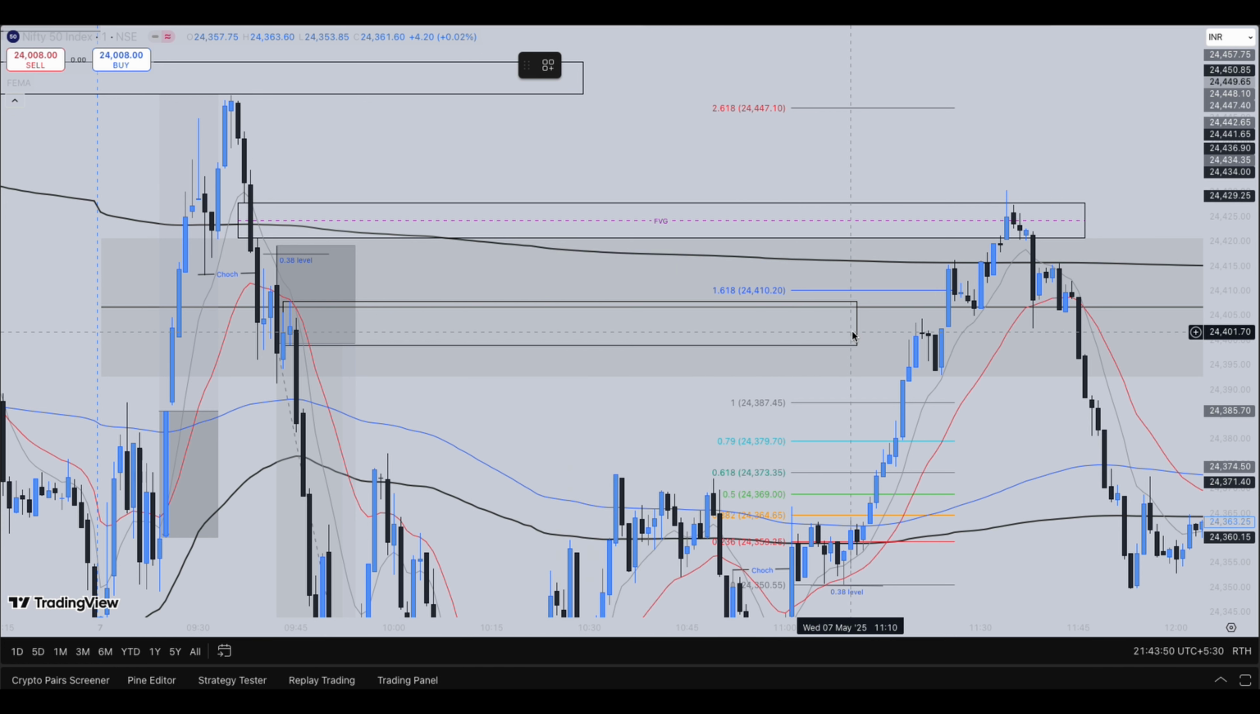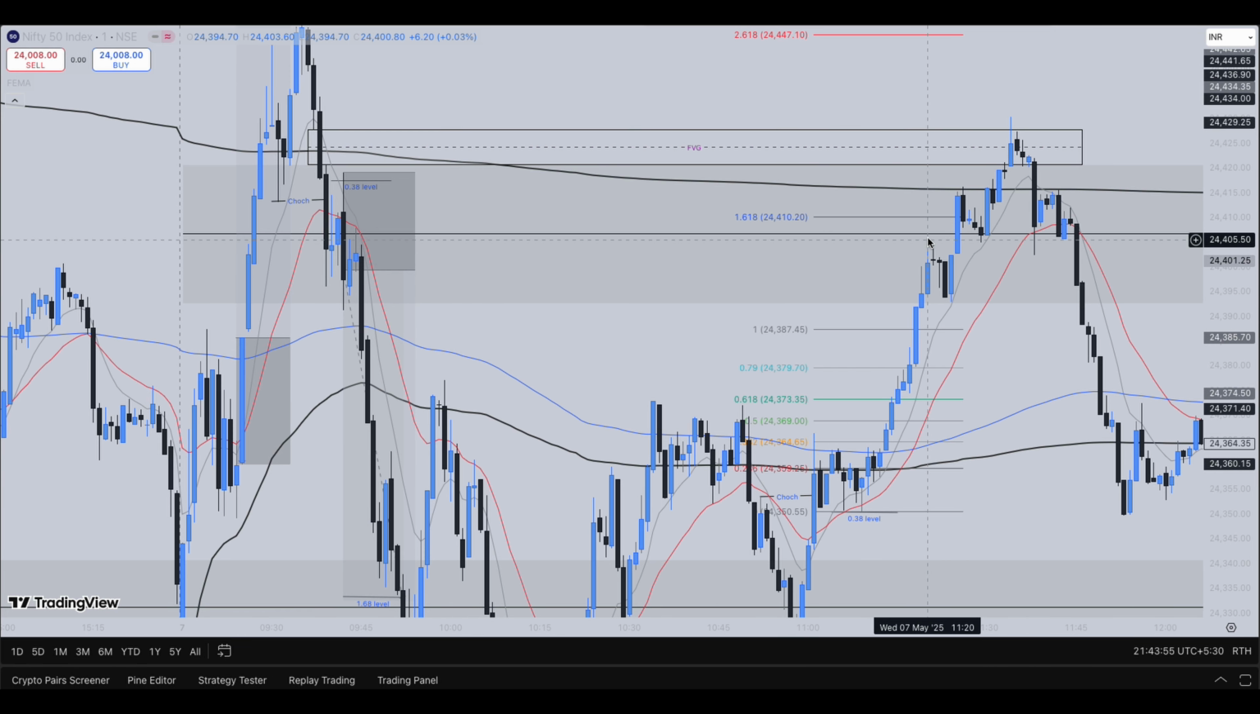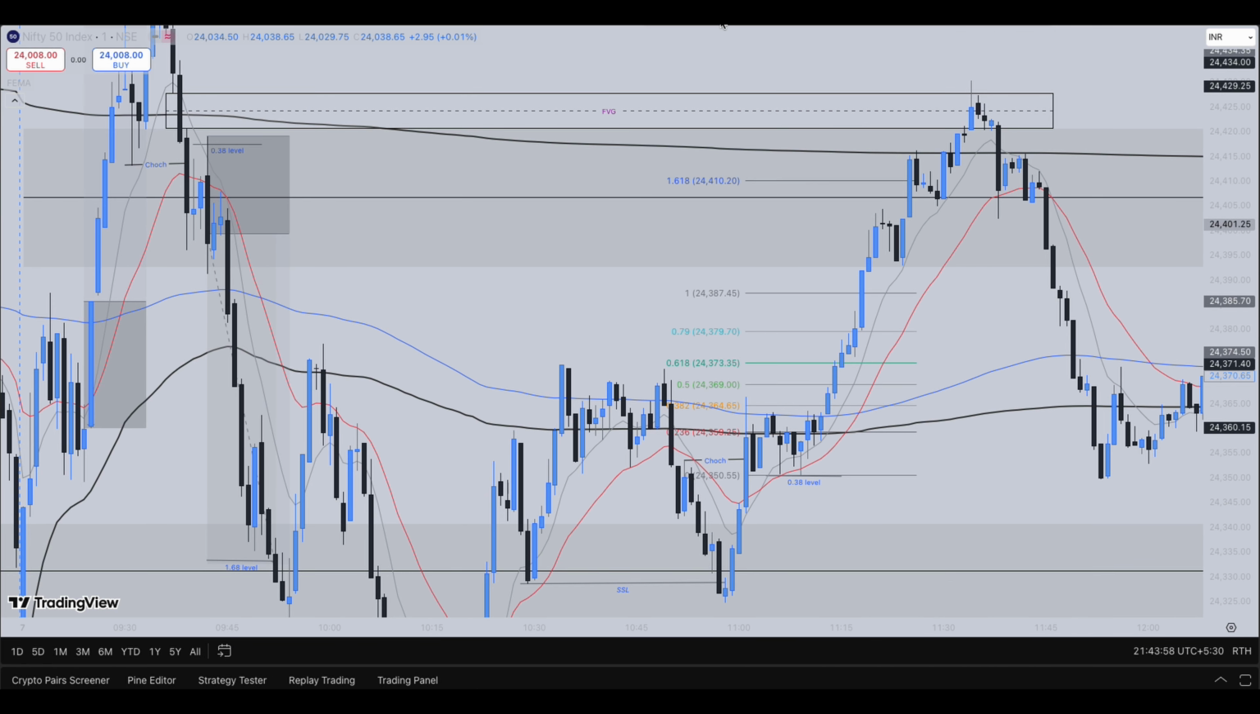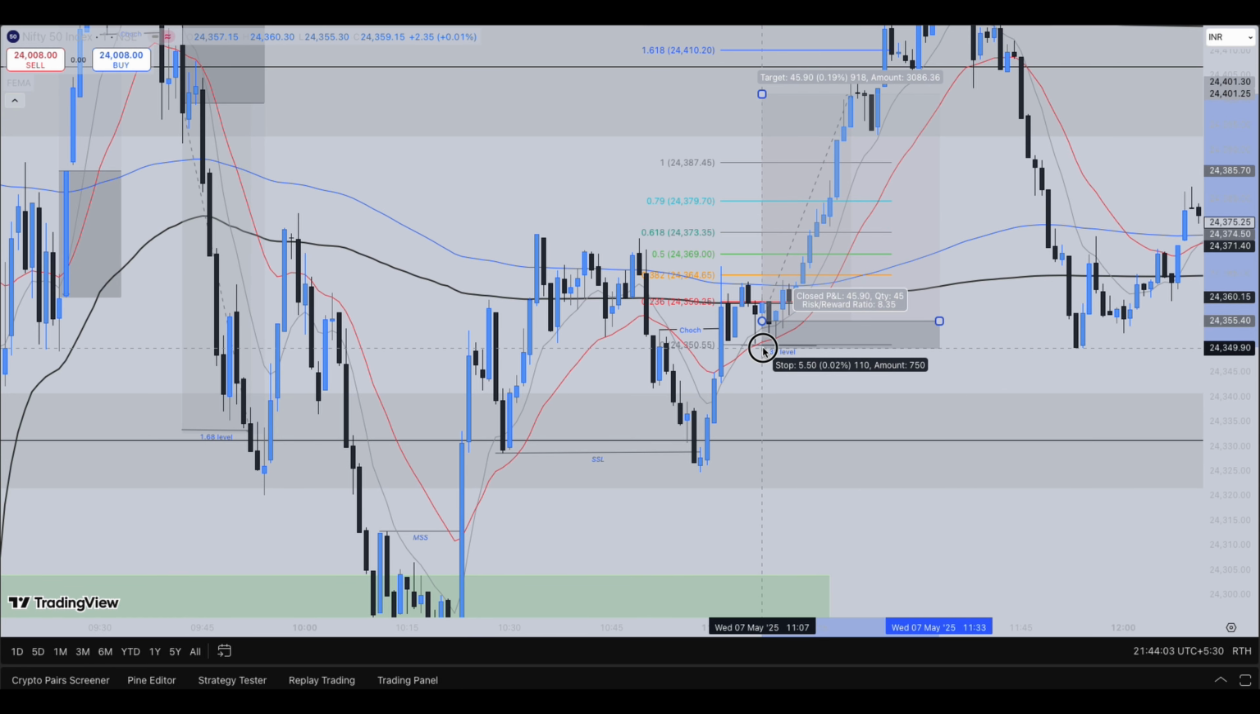So you can see there is a fair value gap above this order block, so there was no point in holding on to your trade, or you could have exited here itself, guys, taking a long position, or in case you are well versed, experienced, you could have definitely held on to your trade.